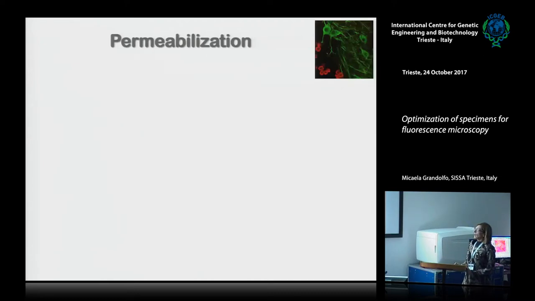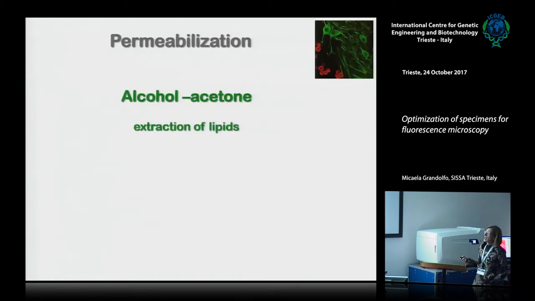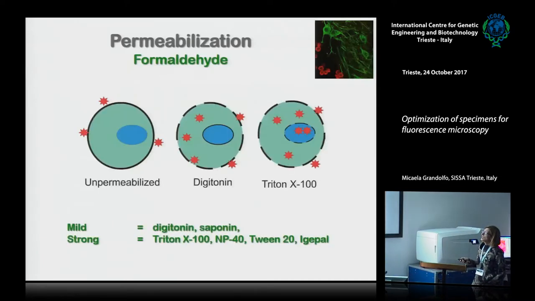Okay, permeabilization. This is a step that is every time underestimated, in my opinion, but it is not a good idea to underestimate this step of the preparation of your sample. Of course, if you are using alcohol or acetone fixation, you are already extracting lipids, so you do not need another type of permeabilization. But if your sample is fixed with aldehydes, you need a permeabilization to allow antibodies to pass through the membranes and reach the antigen of interest, except when you need to stain something at the outside of the plasma membrane.